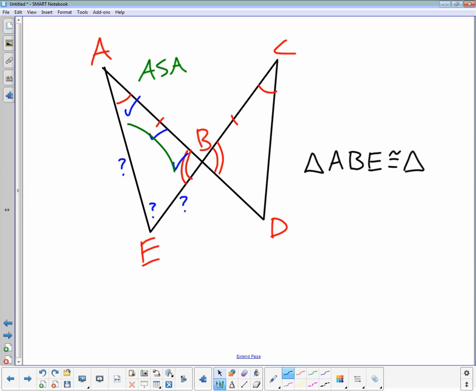So, who's got an answer for me? Yell it out. Everyone. CBD. Okay. So triangle ABE is congruent to triangle CBD by the angle side angle method, or angle side angle theorem, basically. Okay. All right. Next one.